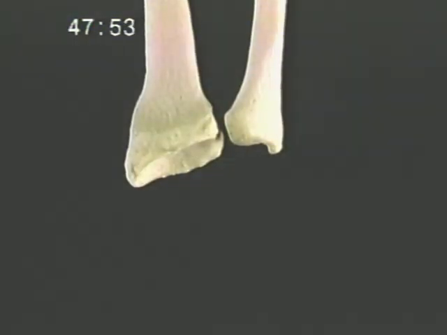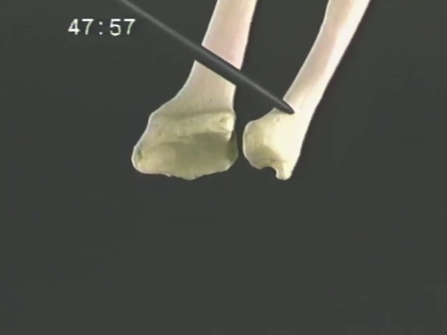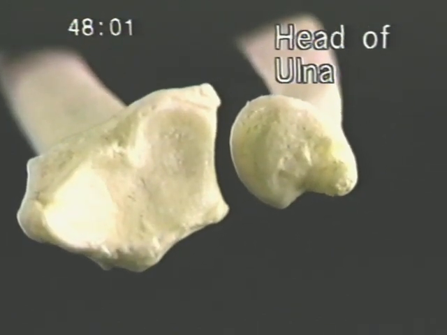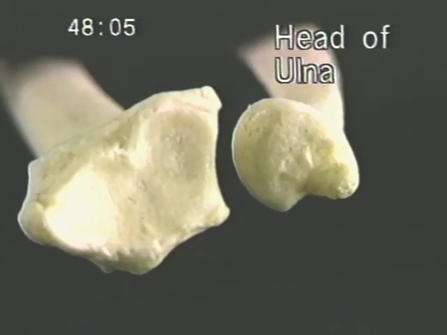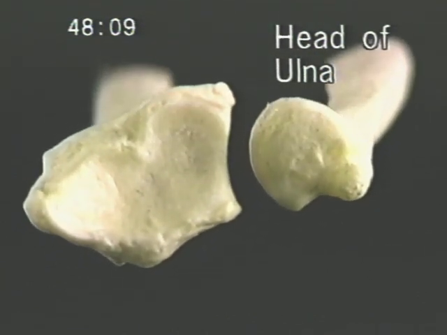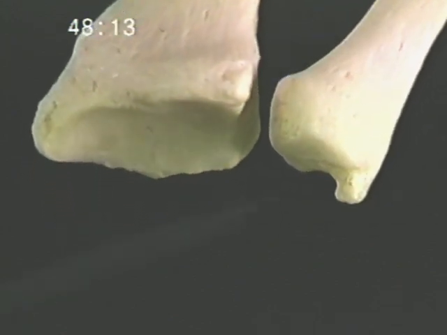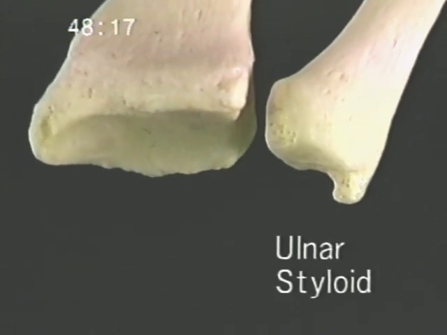To understand the distal radio-ulnar joint, let's look at the distal ends of the radius and the ulna. The head of the ulna has a rounded articular surface. This part articulates with the radius. This part articulates with a key structure that we'll see shortly, the triangular fibrocartilage. The pointed tip of the ulna is called the ulnar styloid.